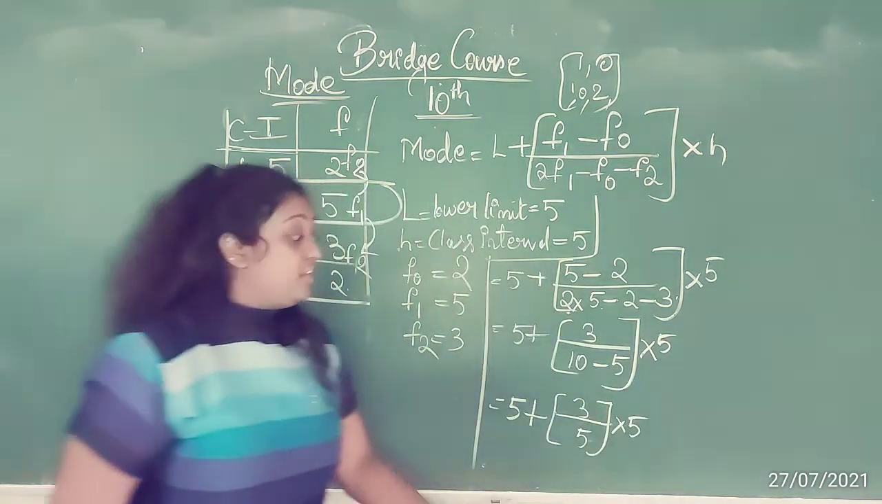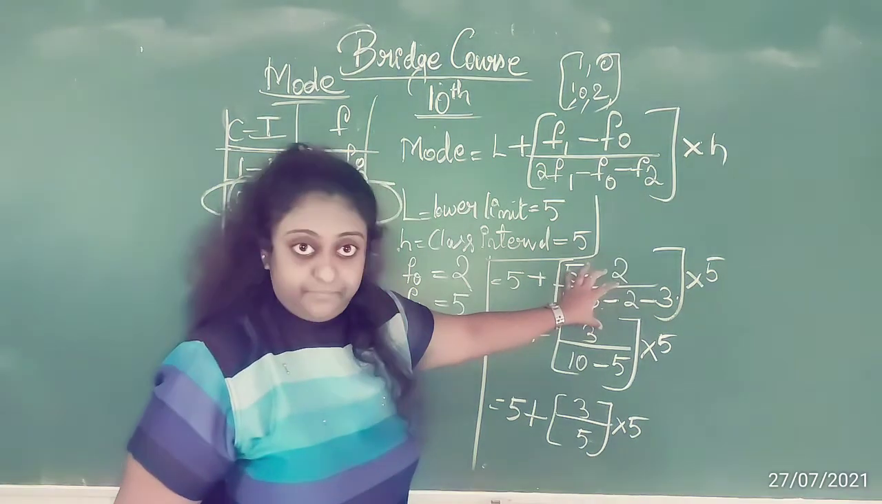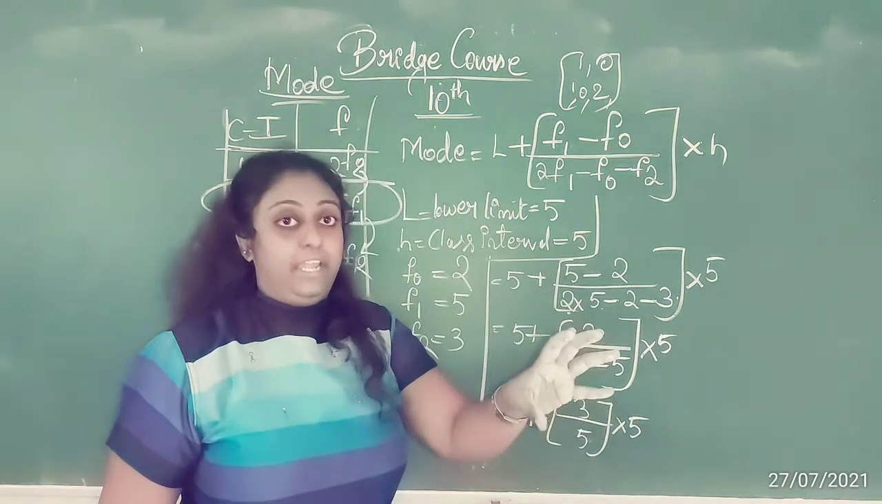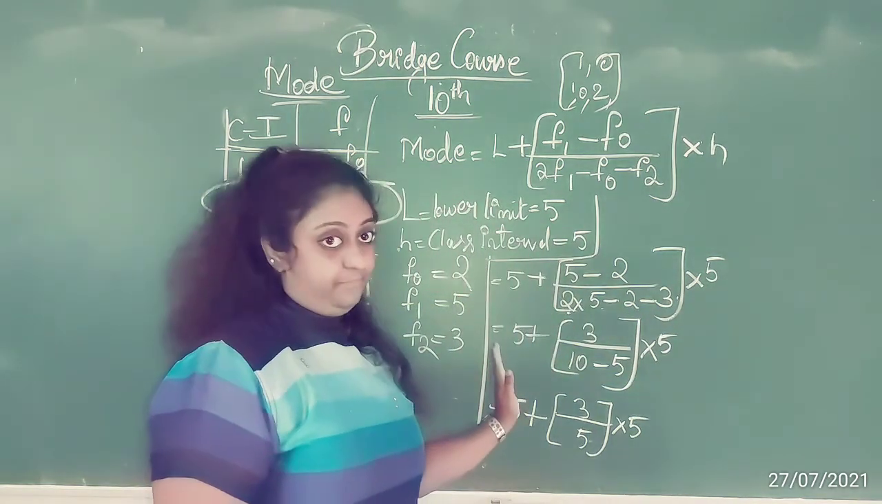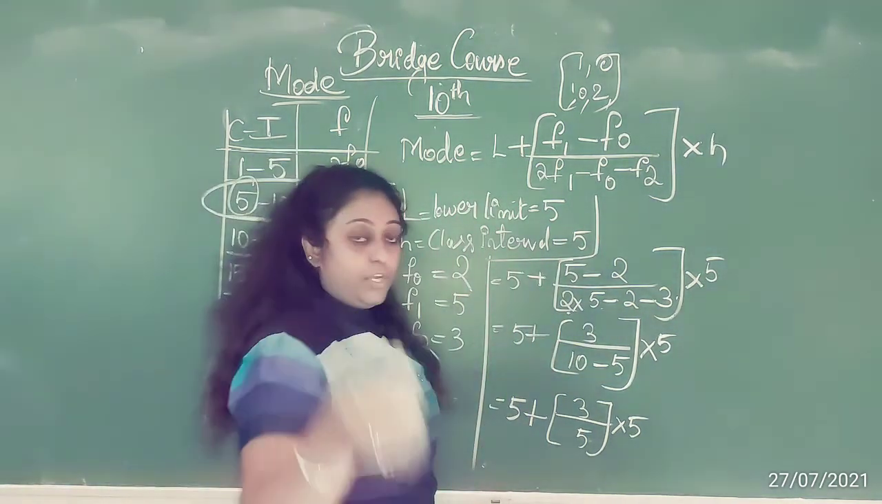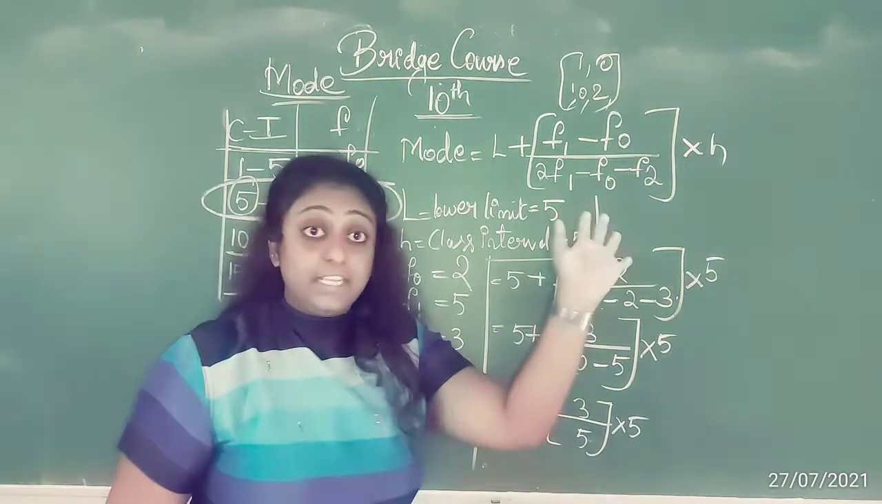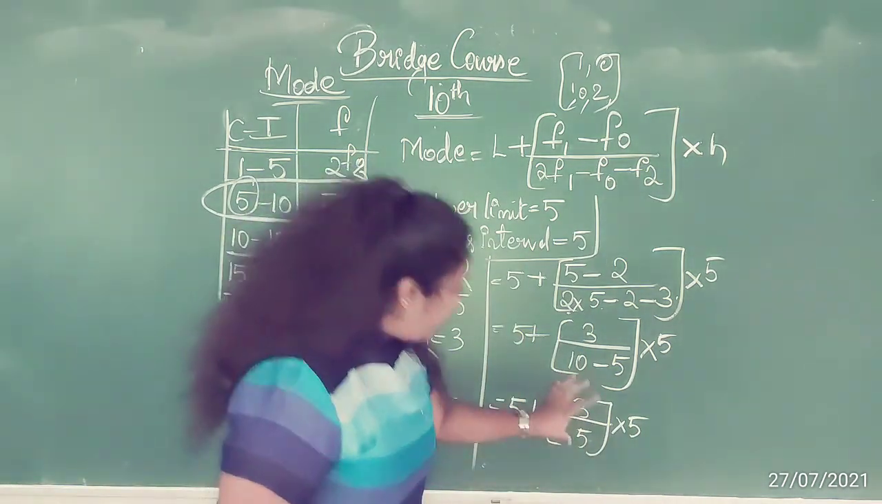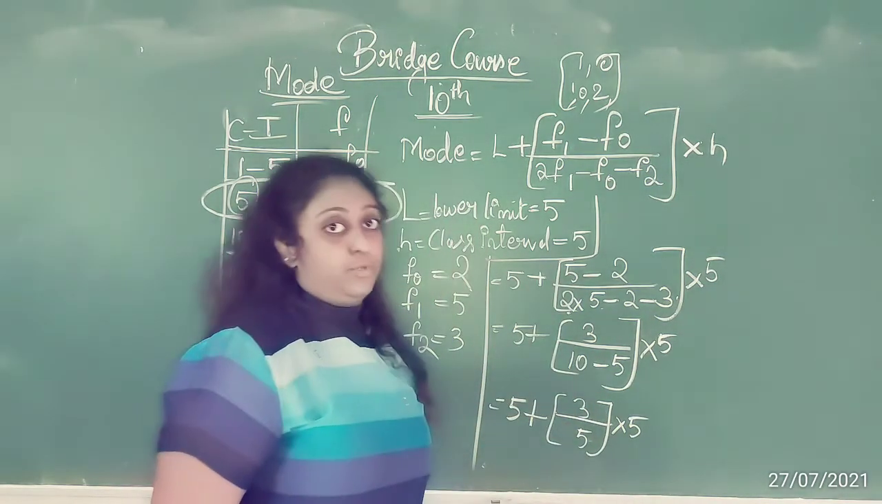And one more thing children, you have to remember: always first finish off the bracket. Means you have to solve the bracket first, and then you have to multiply and then only add. Sometimes you will directly cancel 5 and 5, then add this 5 and 3. That is a wrong step. Always finish the bracket, then multiply, and then add.